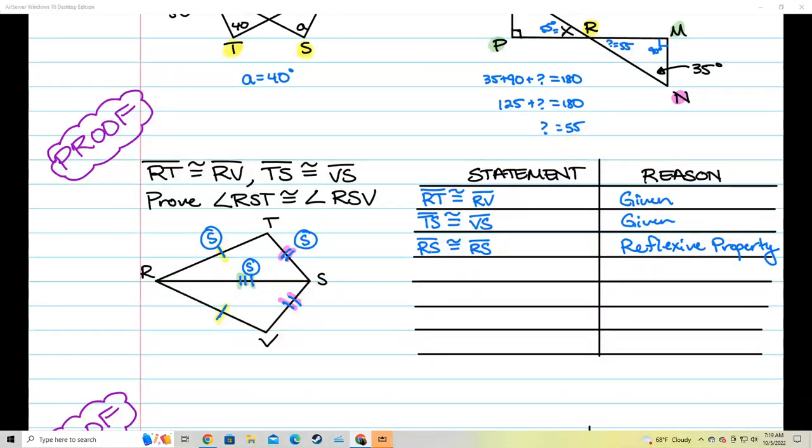This one you have to kind of figure out on your own. Triangle RTS, yellow, pink, green, is congruent to triangle, again, yellow, pink, green. That's going to be RVS. How did I know that? Well, I know they're congruent by side, side, side. Guys, the triangles are congruent. Since the triangles are congruent, we're not done, because again, they didn't ask us to prove that the triangles are congruent. They asked us to prove that the angles are congruent.